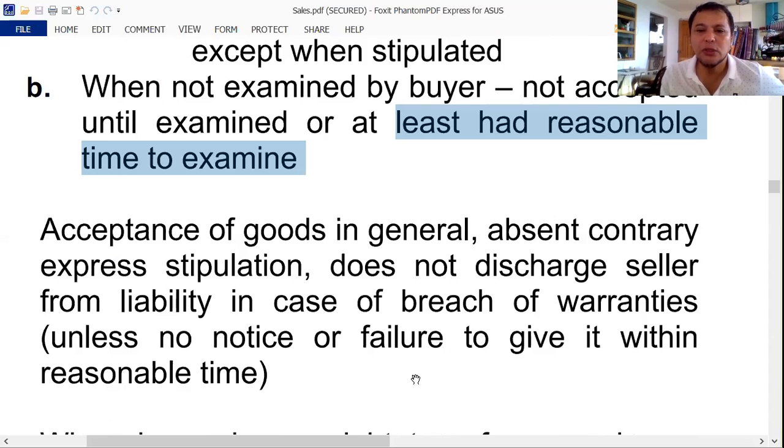So, acceptance of goods in general, absent contrary express stipulation, does not discharge the seller from liability in case of breach of warranties, unless there is no notice or failure to give it within reasonable time. So the seller is still bound to make good of his warranties. If you remember, there are warranties in a sale. There are agreed warranties or implied warranties, or warranties which are governed by law.